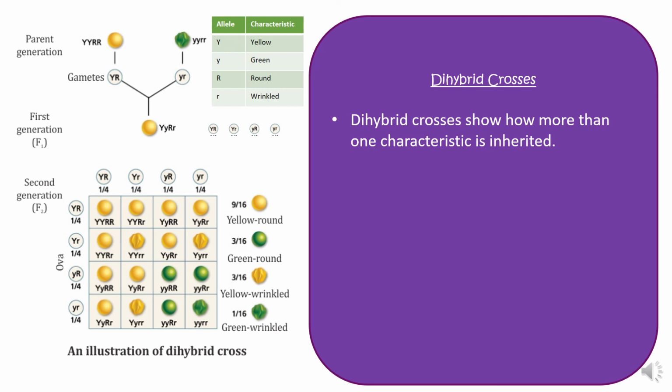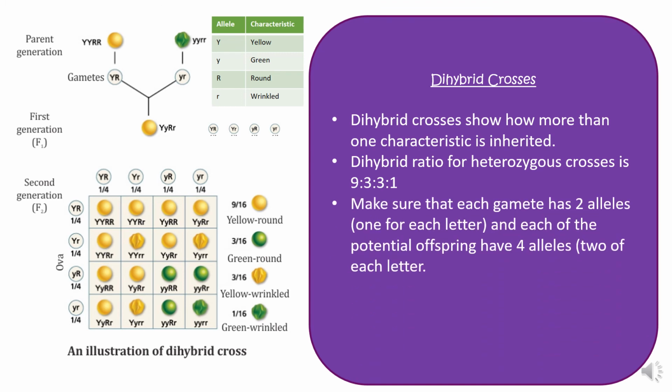You can also see here that once you've done that, you've got 9 yellow round, 3 green round, 3 yellow wrinkled, and 1 green wrinkled. That gives us a ratio of 9 to 3 to 3 to 1. Now that's our classic dihybrid Mendelian ratio for crossing 2 heterozygotes, in the same way that when you cross 2 heterozygotes in a monohybrid cross, the ratio would be 3 to 1. So the standard ratio is always 9 to 3 to 3 to 1 for crossing 2 heterozygotes.